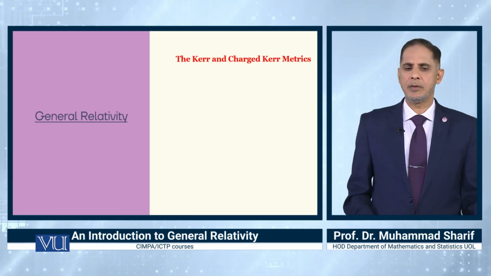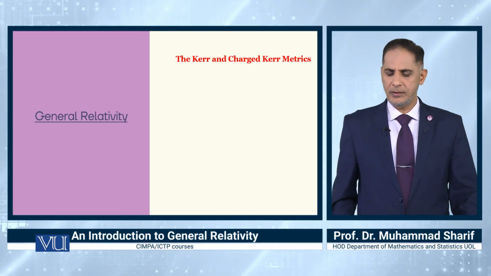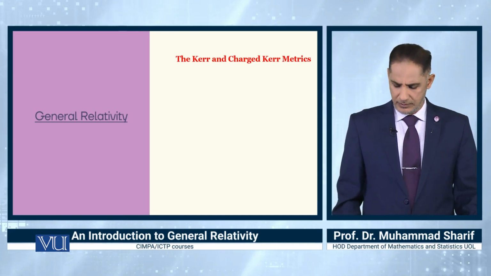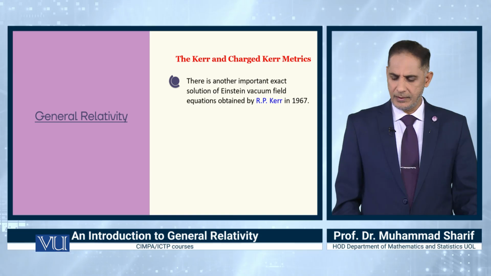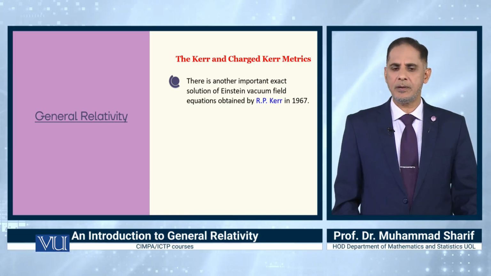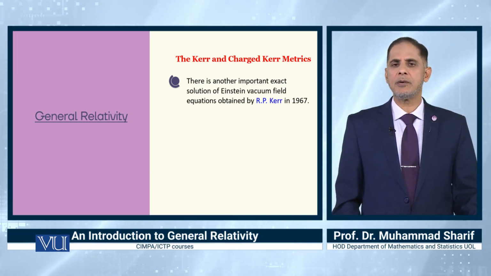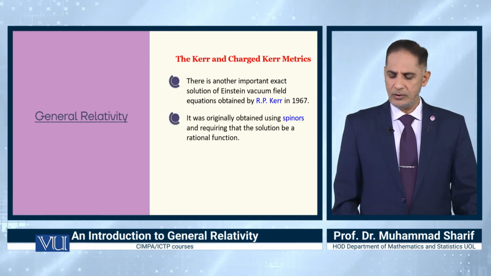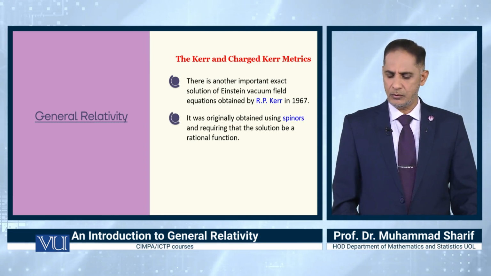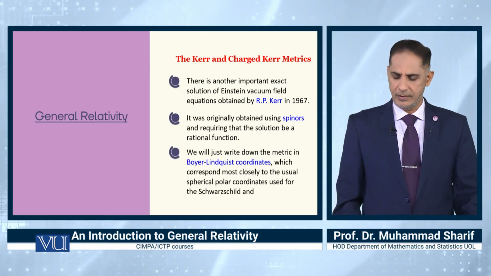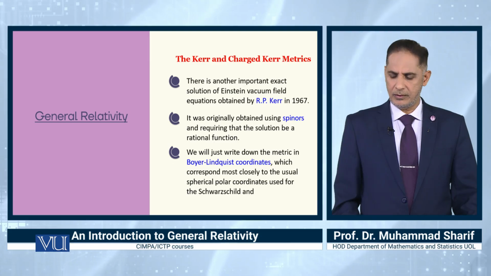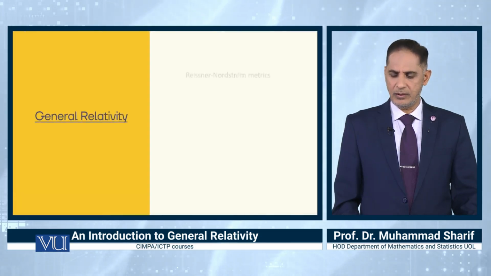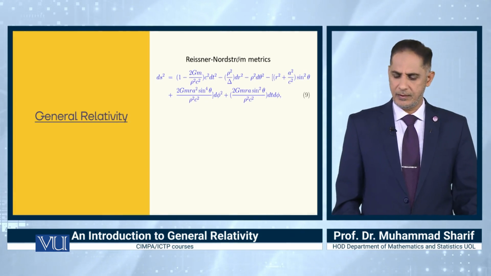The next, somewhat more complicated solution is the Kerr and charged Kerr metric. This solution was found initially in 1963, and this is also a solution of the Einstein vacuum field equation, but here we have a rotation. It was originally obtained using spinors and requiring that the solution be a rational function. So, again we are going to just write down the solution and describe its nature.